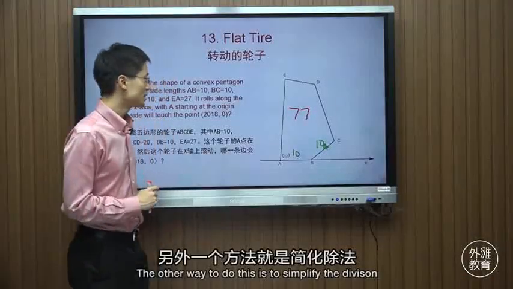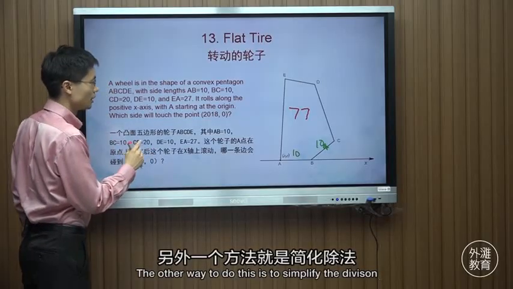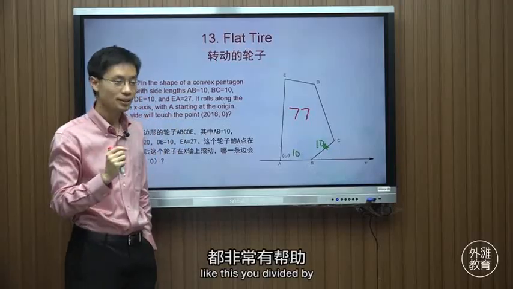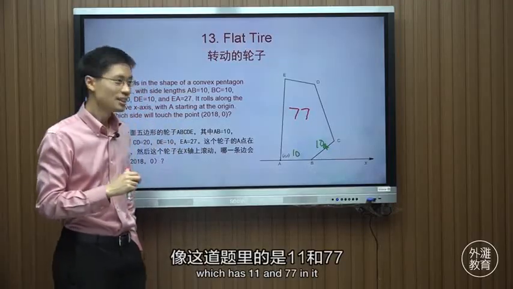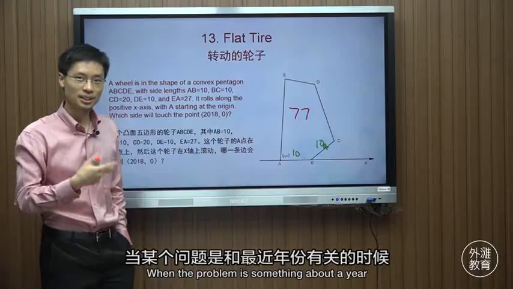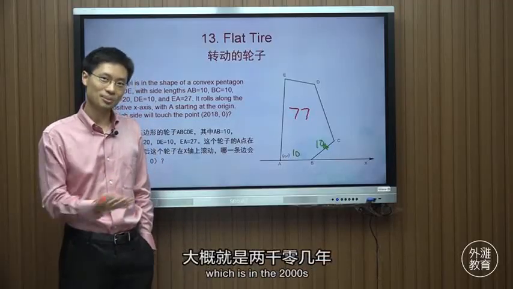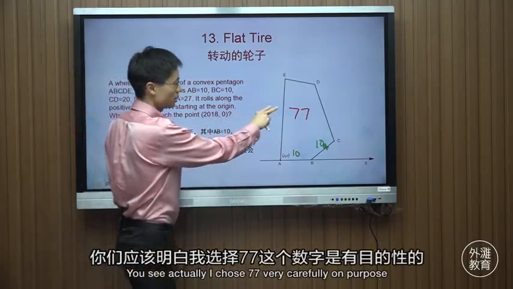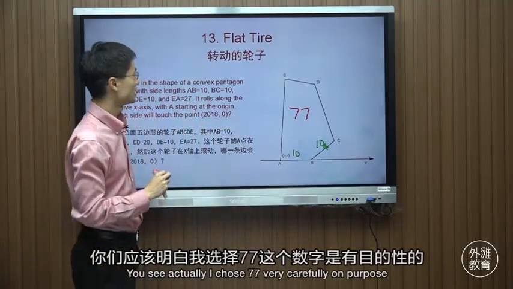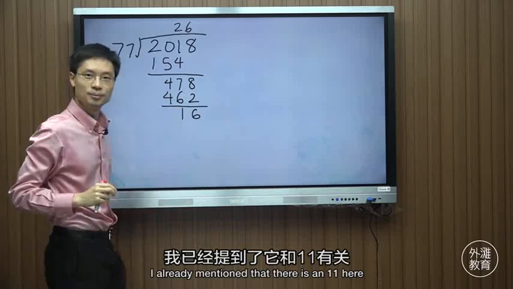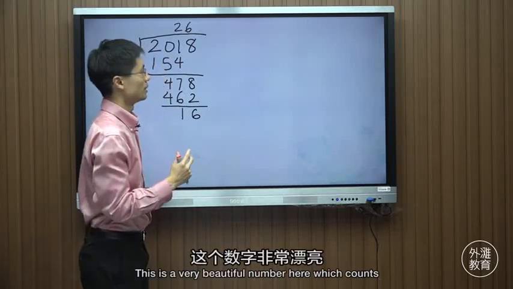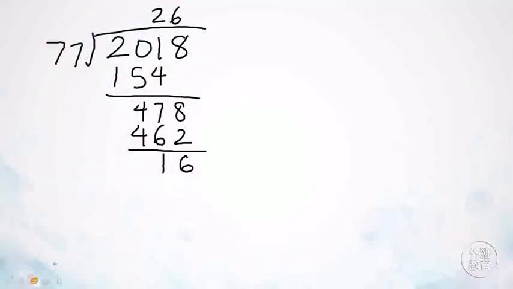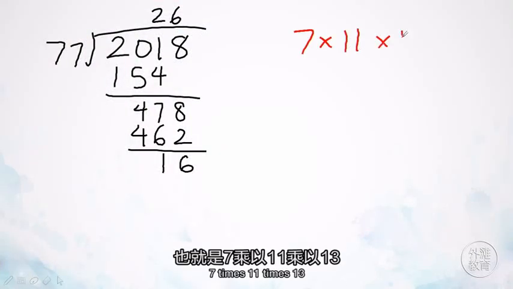The other way to do this is to simplify the division. And that actually is useful whenever you have a question like this that you're dividing by something which has 11s and 7s in it, and when the problem has something about a year, which is close to our current year, which is in the 2000s. You see, actually, I chose 77 very carefully on purpose. I already mentioned that there's an 11 here. There's a very beautiful number which comes when you multiply 77 by 13. 7 times 11 times 13.